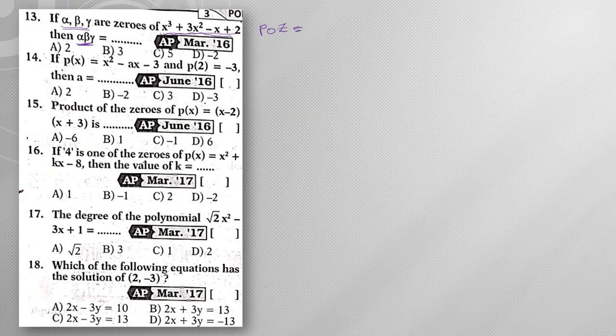Whenever you have a cubic polynomial, the product of zeros is given by minus constant divided by the x cube coefficient. Now when you substitute the values, what are you going to get? Minus constant. So what is the constant here? Plus 2. So already minus is there, so minus of plus 2 divided by the x cube coefficient, which is 1, gives me minus 2. Hence the answer is minus 2.